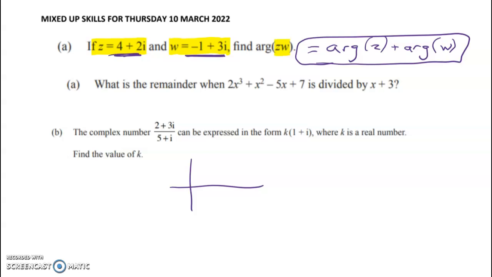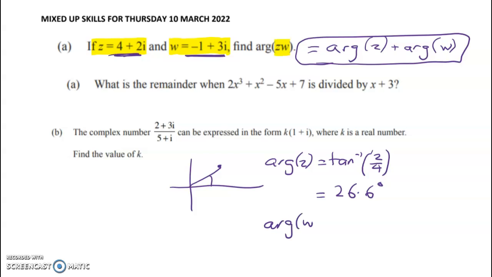So we can take z and just whack it roughly onto an Argand diagram. And we can see we're in the first quadrant. So the argument of z is tan inverse of the y component, 2 over 4. And that is not a particularly nice angle. It turns out to be 26.6 degrees.